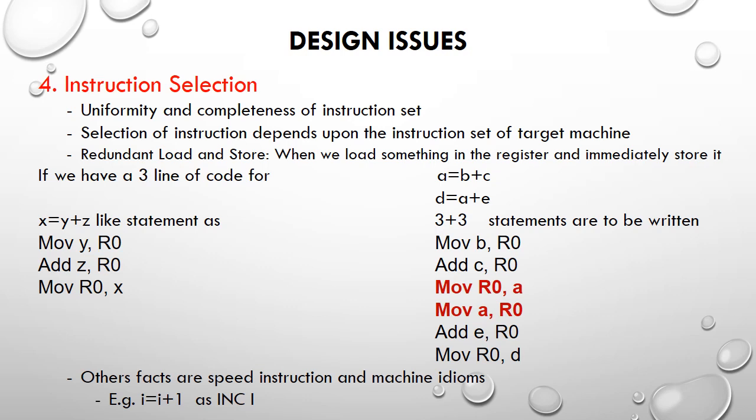The last thing is about the use of machine idioms. For example, if you have an instruction of type I equals I plus 1, it should actually be written as increment I, rather than writing three lines as in the form x equals y plus z. So rather than that, we should use the machine idioms. Instruction selection is a very important one. We should be selecting the proper instruction, which utilizes the minimum number of instructions and also uses the machine idioms.